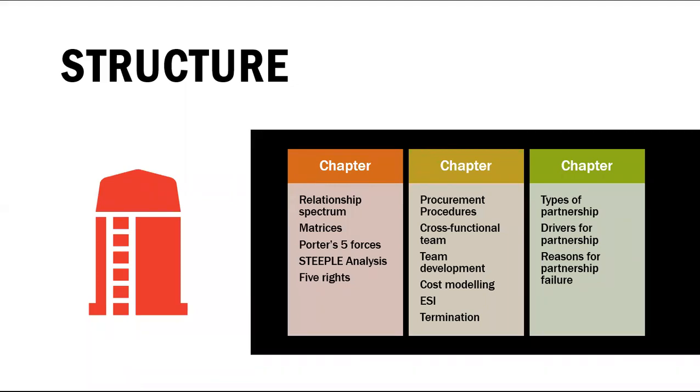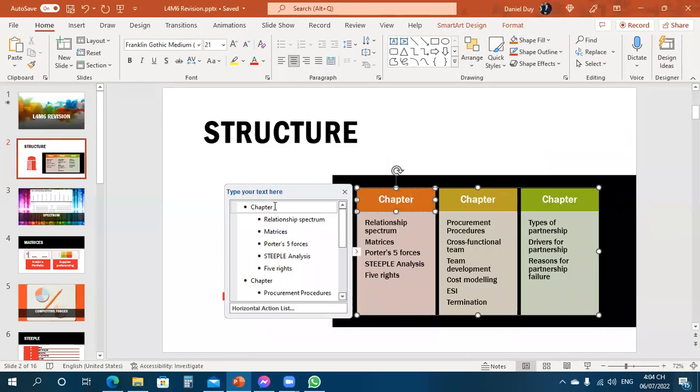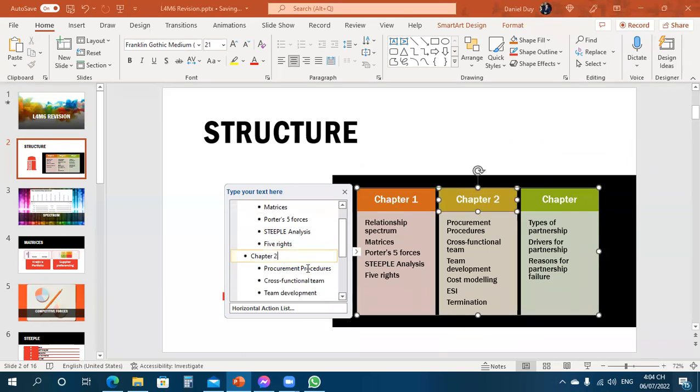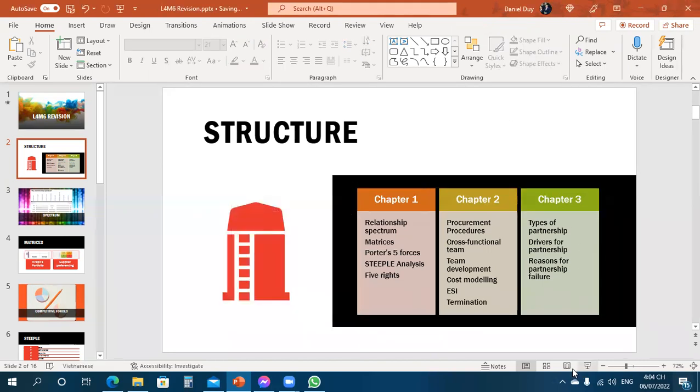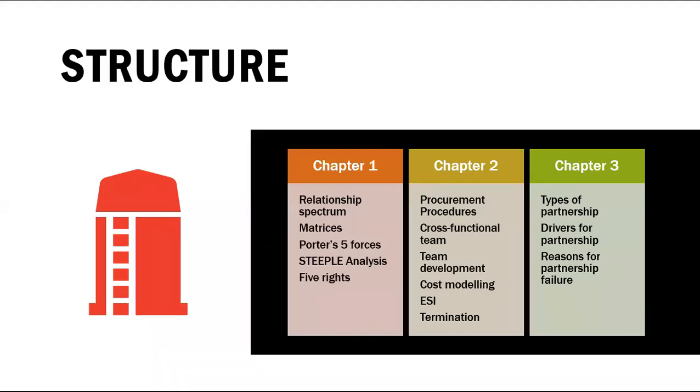As you know, L4M6 has 3 chapters, or 3 learning outcomes, LO. I need to number them here: 1, 2, and 3. In chapter 1, we discover the relationship spectrum, different matrices in managing the relationship, and other models such as butterfly forces and STEEPLE analysis.